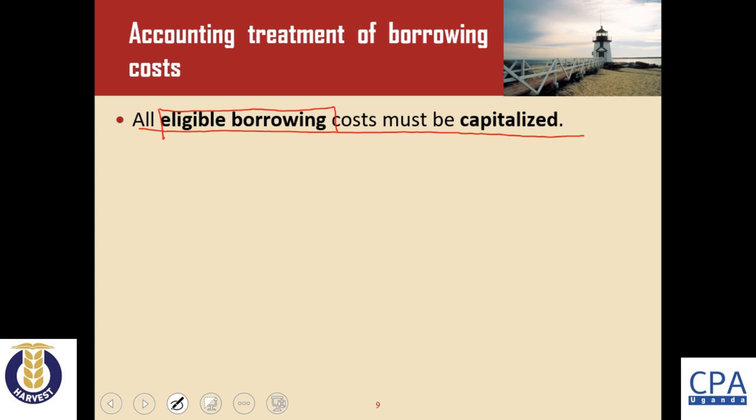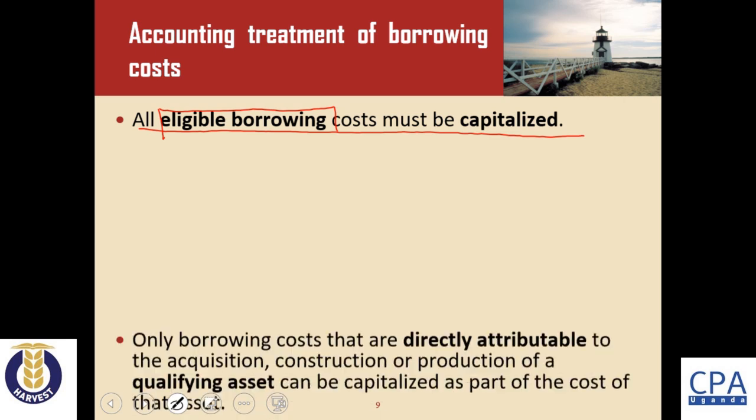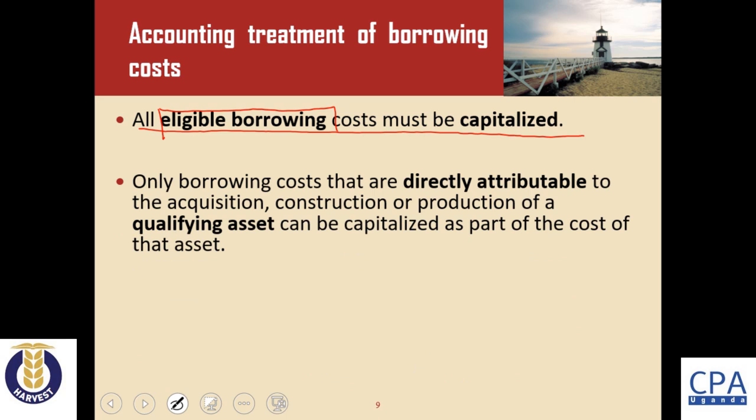So of course we need to understand what is the meaning of eligible borrowing costs so that we do not give a wrong treatment for those borrowing costs that will be incurred. So in the second bullet, the standard is saying that only those borrowing costs that are directly attributable to the acquisition, construction, or production of a qualifying asset can be capitalized as part of the cost of that particular asset.